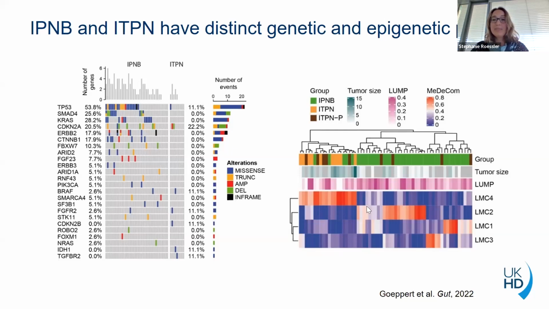In terms of the DNA methylation profiling, we performed MEDICOM analysis of the DNA methylation arrays. What you can see here is that there are different underlying patterns in the MEDICOM analysis. And all the ITPN cases clustered together and had mainly the LMC4 subtype. This is suggesting that they have the same cell of origin. Unfortunately, with this data, we don't have any reference map to really say what this cell of origin is.